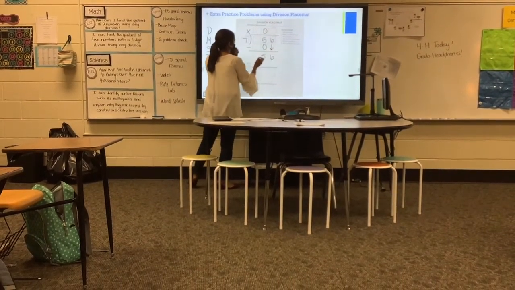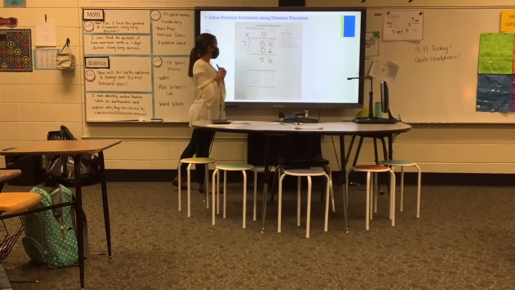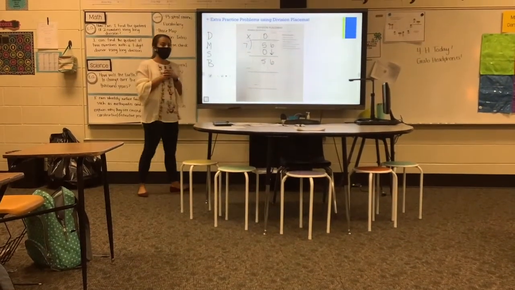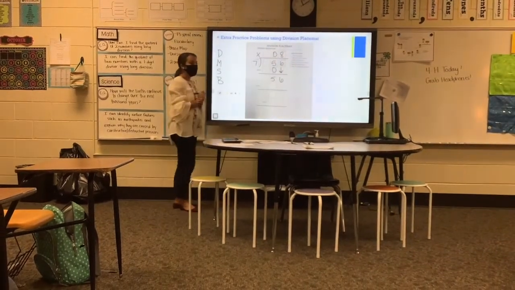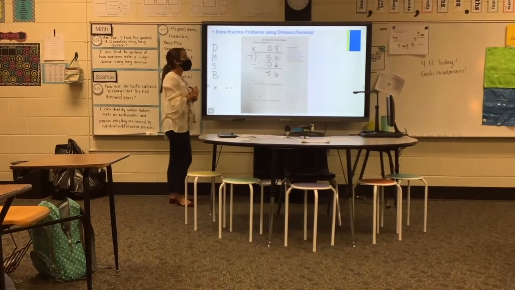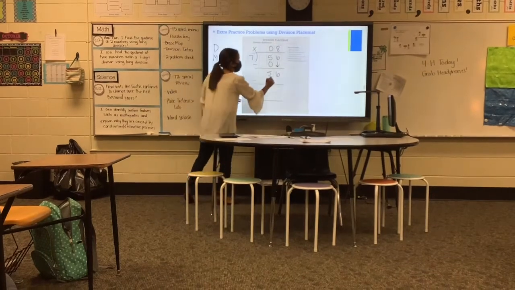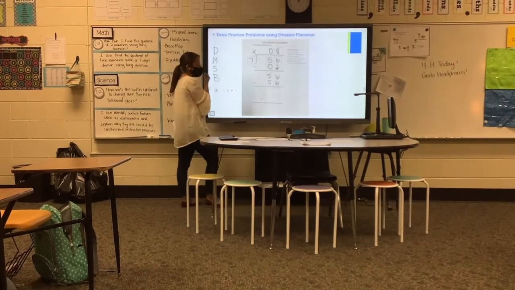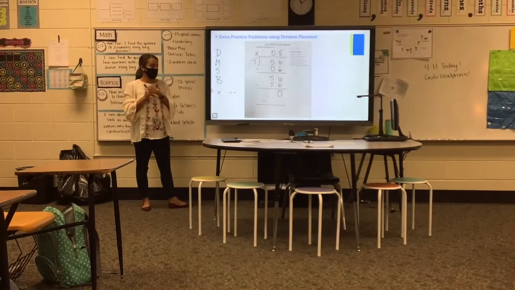Then what? Bring the 6 down. Okay, we've already done 7 into 5. So can 7 go into 56? Yes. How many times? 8. We've divided, so what is next? Multiply. What is 8 times 7? 56. Let me subtract. 56 minus 56 is 0.